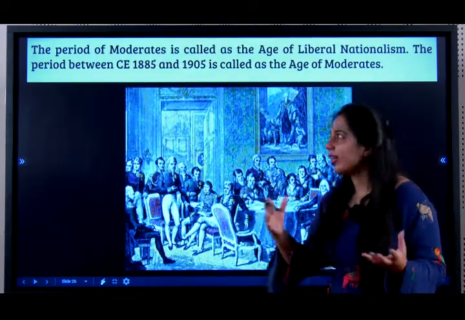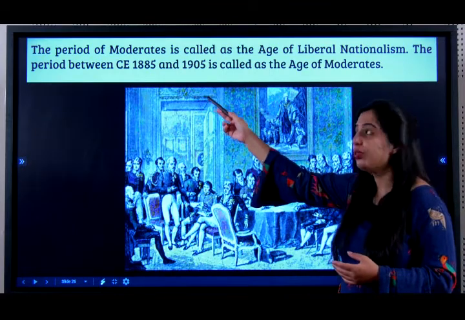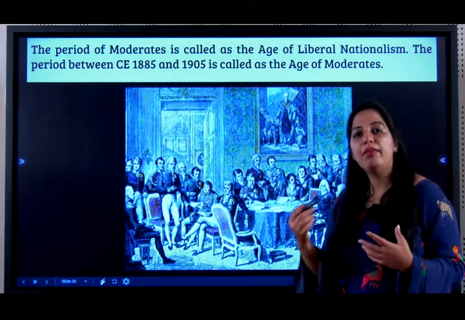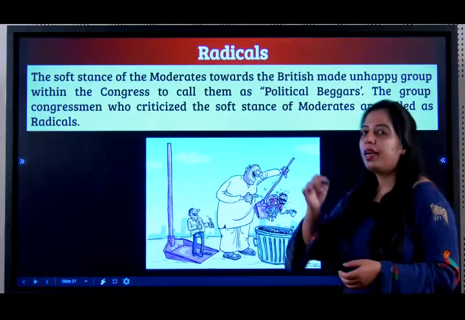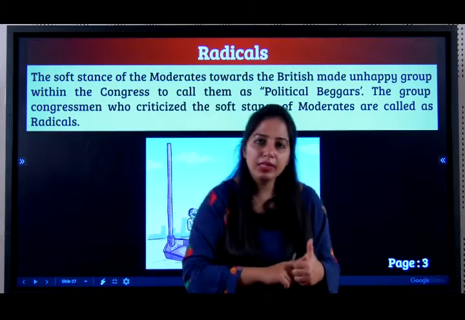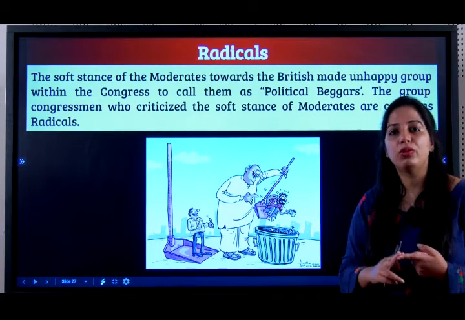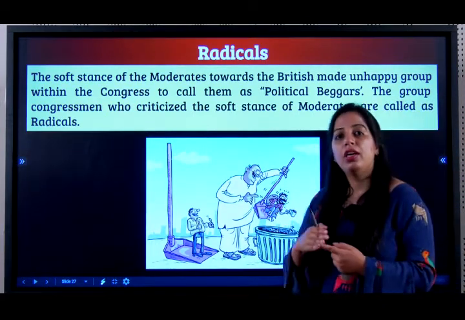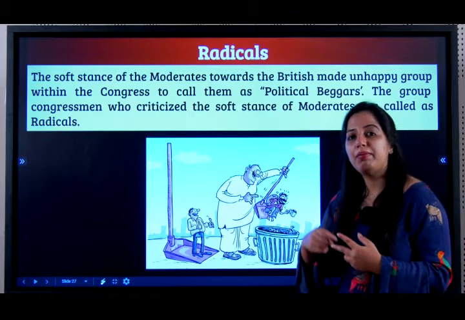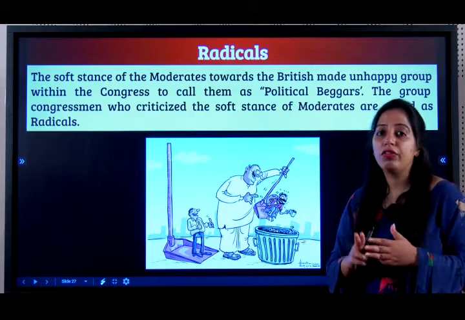The period of moderates is called the age of liberal nationalism. From 1885 to 1905 is called the age of moderates or the age of liberal nationalism. Now students, let us do a quick recap. So we saw the important leaders who were moderates. We saw what were the methods they followed to help British rule better. They followed the policy of prayer, petition and submitting memorandums to the British. We also saw the age of moderates is called the age of liberal nationalism.